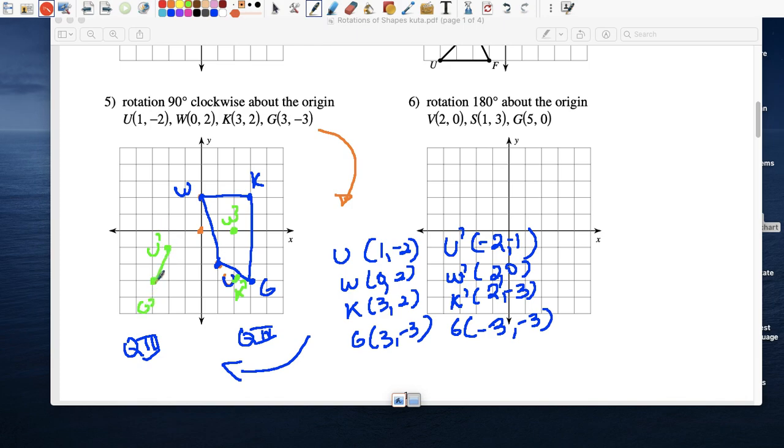Connect the dots, and you should have the same shape again, which I don't have. Oh, where did I make a mistake? -2 and 1, 2 and 0. K is 2. No, it's correct. So I just drew the line incorrectly. So this is like this, and like that. Okay. Same shape, just rotated 90 degrees.